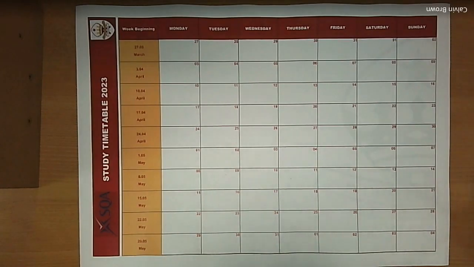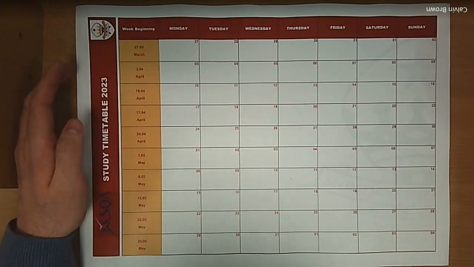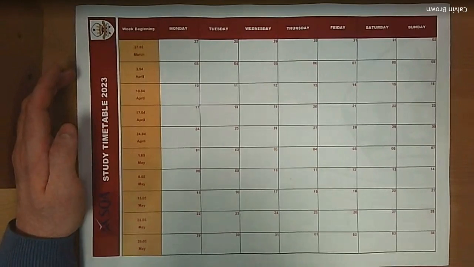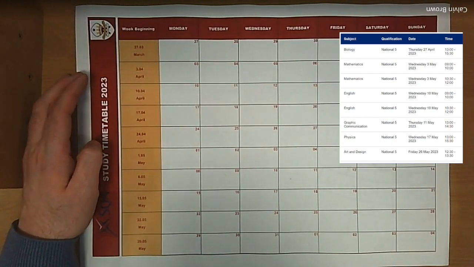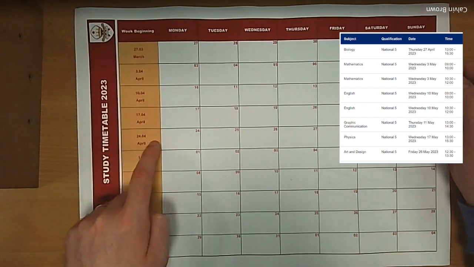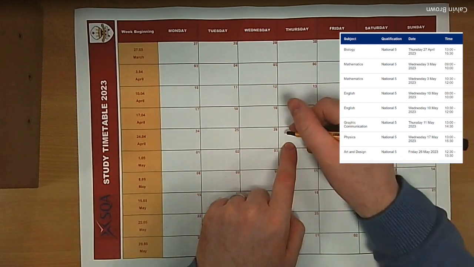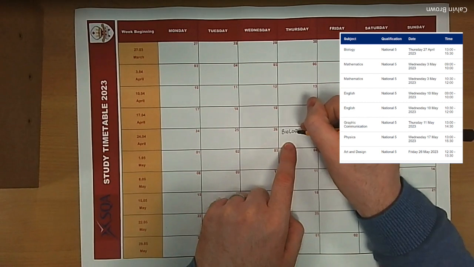Now that I have my study timetable sheet printed off, it's time to get started making our revision schedule. The first thing I want to do is use my exam timetable I made on the SQA website to help me pen in the dates of each of my exams. First exam was on 27th of April, so I find the week starting at 24th, come along to the 27th, and I pen in biology.